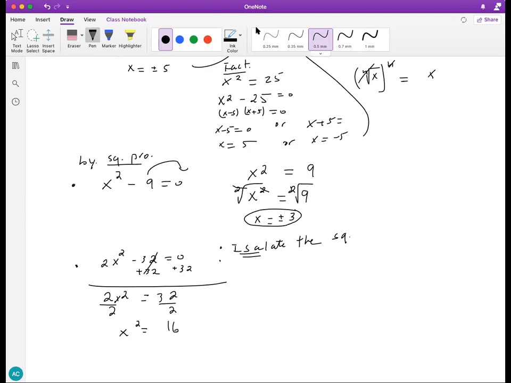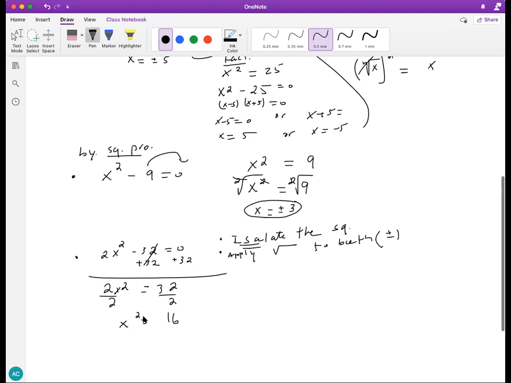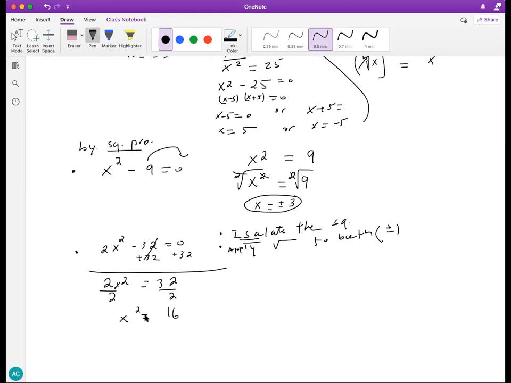Finally, once you isolate it, the next step is to apply the square root to both sides. And don't forget the plus minus. Whenever you apply a square root, or any even root, any index that's even, you need to put that plus and minus.